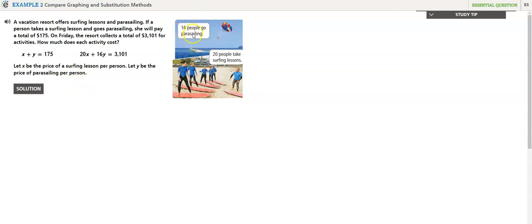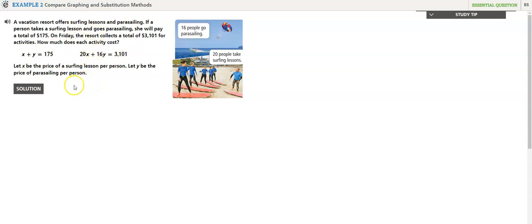So in the picture, I know that 16 people went parasailing and 20 people take surfing lessons. This is how they got their equations here. So they went ahead and made x equals surfing lessons and y equals parasailing lessons. So if you take one parasailing and one surfing lesson, it costs $175. If 20 people go surfing and 16 people go parasailing, that makes $3,101. So that's how they got the equations from the word problem, very similar to what we're doing in our warm-up this week.